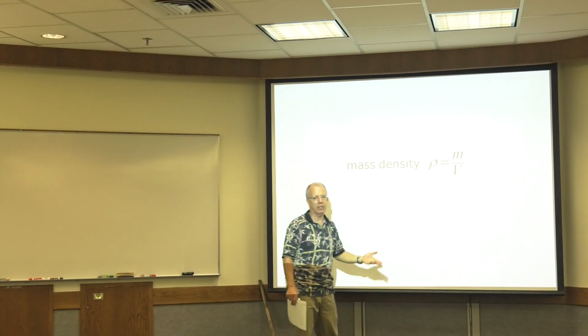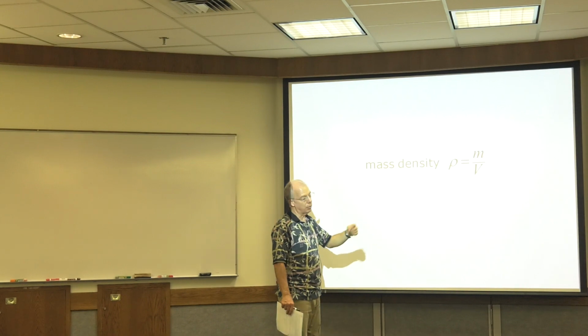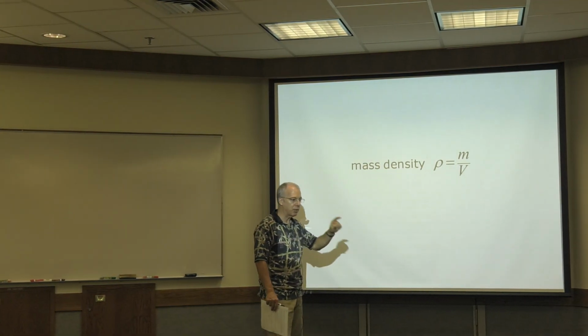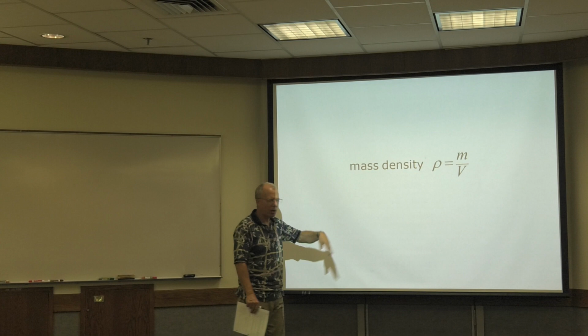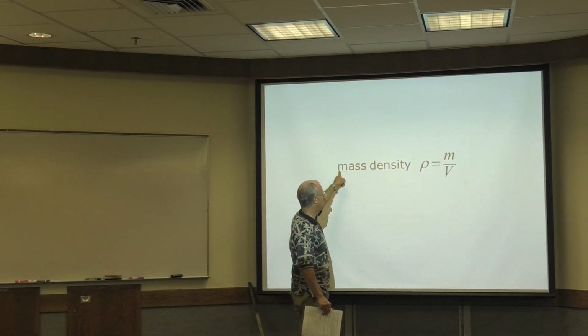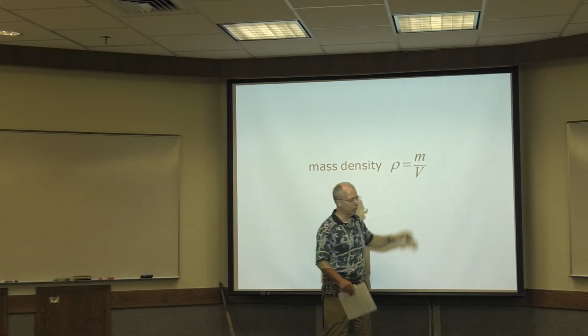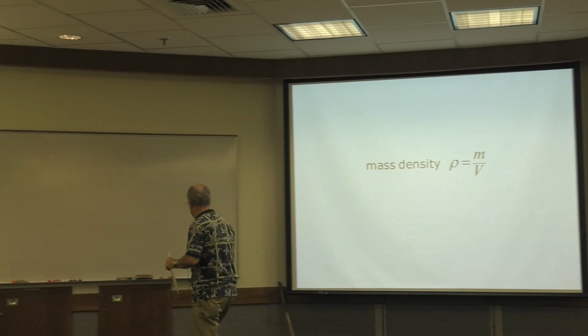There's other types of density, you know. You can have area density, mass over area. You can have length density, mass over length. You can have charge density. There's all sorts of densities. So that's why you really got to say mass density, mass over volume. All right, so let's talk about pressure.